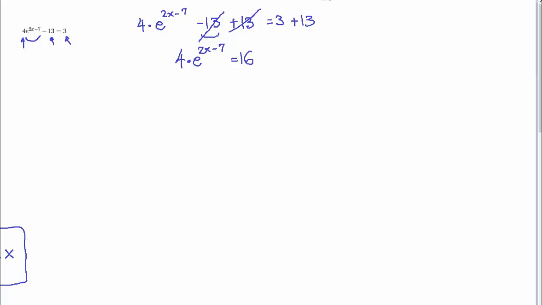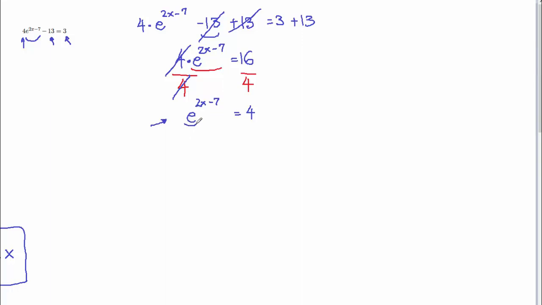So now at the next step, what I need to do is get rid of the coefficient of the power. That's your power, that's the coefficient. And in order to do that, I have to divide by it. So if I divide by my coefficient, then I manage to simplify the 4 and 4 on the left side, and I have e to the 2x minus 7 equals 16 over 4, which is equal to 4. Now I'm ready to solve using logarithms.